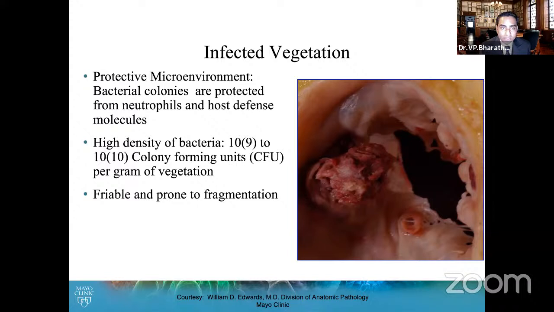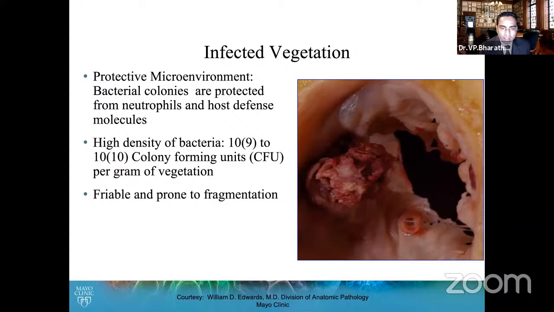And the vegetation is also a very protective environment for the bacteria. The bacteria inside the vegetation are protected from the neutrophils and host defense molecules. So they multiply very quickly without any counterattack from the host immune system. And it is also difficult for the drugs to penetrate into the vegetation. Another thing to point out is that inside the vegetation, the colony count is very dense. It's almost like 10 to the power of 9 to 10 colony forming units per gram of vegetation.